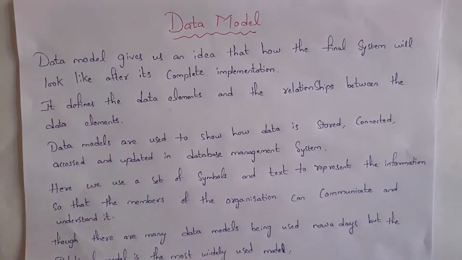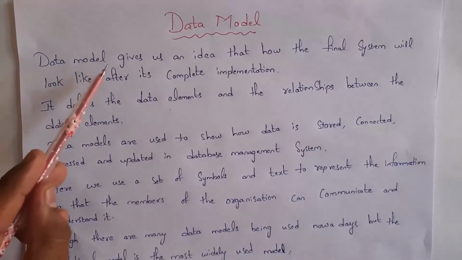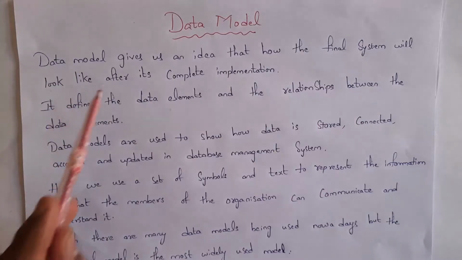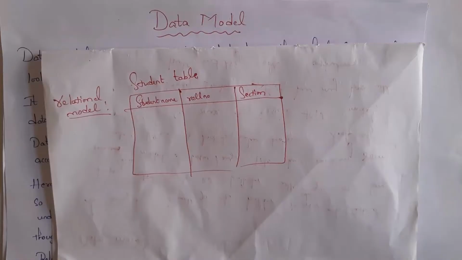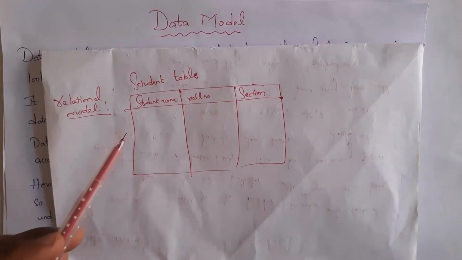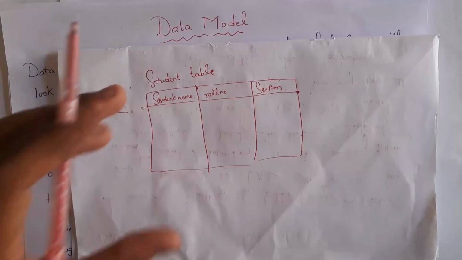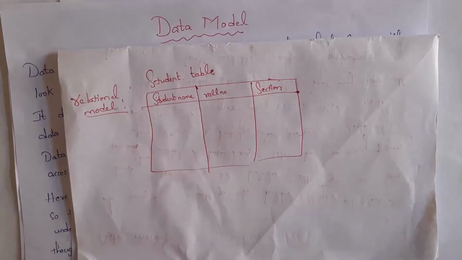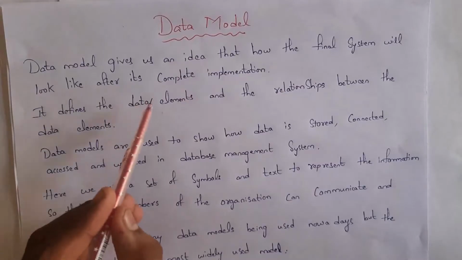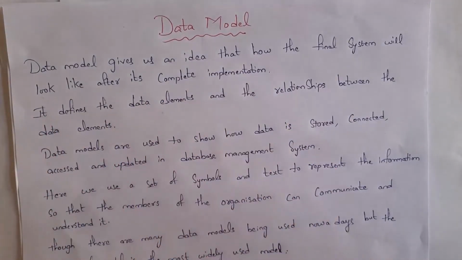In the same way, before storing any data in a database, at first we need to create the structure of the database. So a data model is nothing but creating the logical structure of a database. A data model gives us an idea of how the final system will look after its complete implementation. For example, if you consider the relational model, in the relational model we will store data in the form of tables, like rows and columns. Before actual implementation, at first we need to model our data, like the table name, how many columns you want to insert and so on, so that we can clearly understand how data will be stored after implementation.